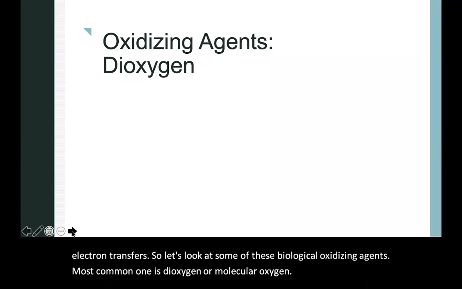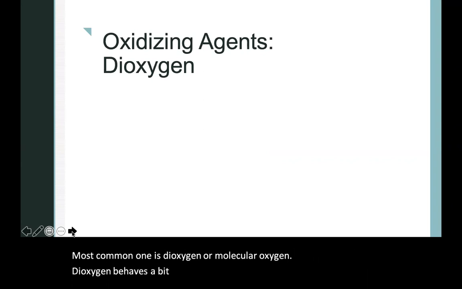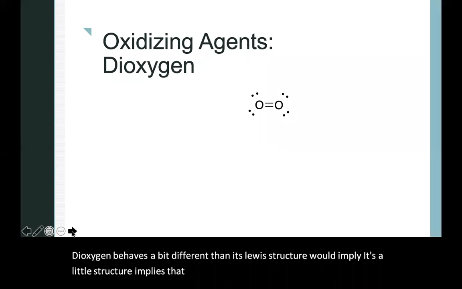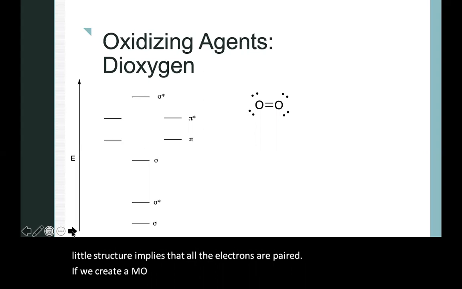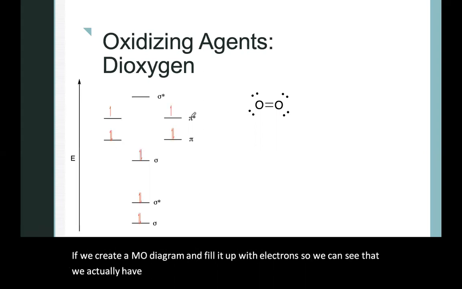Dioxygen behaves a bit different than its Lewis structure would imply. Its Lewis structure implies that all the electrons are paired. If we create a MO diagram and fill it up with electrons, though, we can see that we actually have 2 unpaired electrons in the highest occupied molecular orbitals.